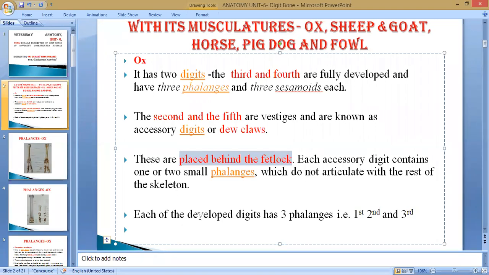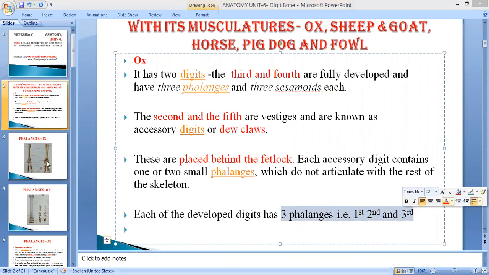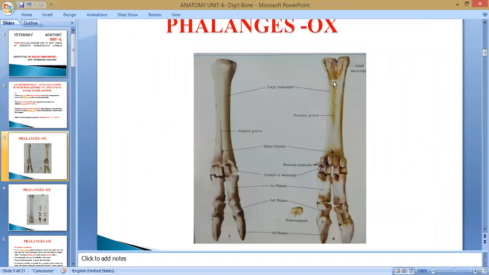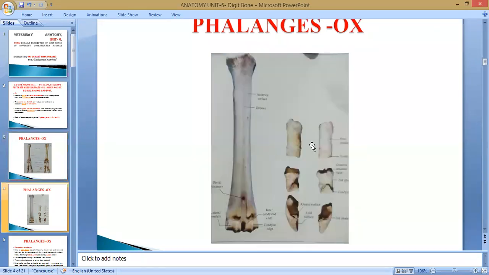So each developed digit contains three phalanges, and the nomenclature is first, second, and third phalanx. We will discuss them accordingly. So this picture we have already discussed. This is the metatarsal, and this is the first digit. This is the second, and this is the third. You see here the individual picture of these phalanges. From here to here is the first digit, and each digit contains 3 phalanges, first, second, and third.